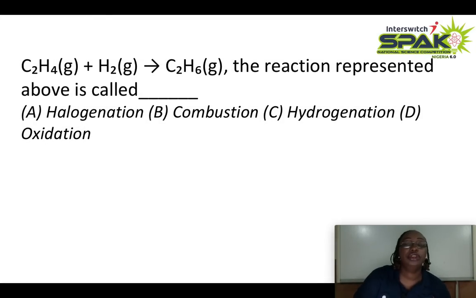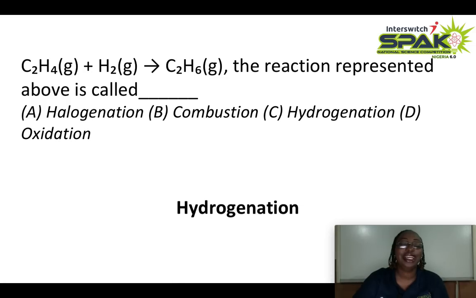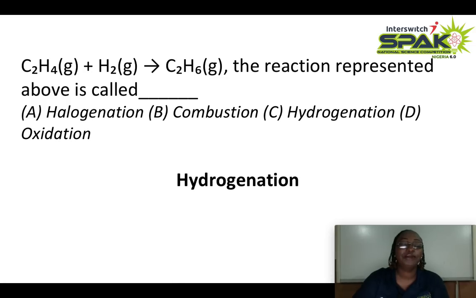Ethene plus hydrogen to give ethane. The reaction represented above is called, what is the name of the reaction represented above? The answer should be hydrogenation. That's ethene plus hydrogen in the presence of nickel as catalyst will give you ethane.